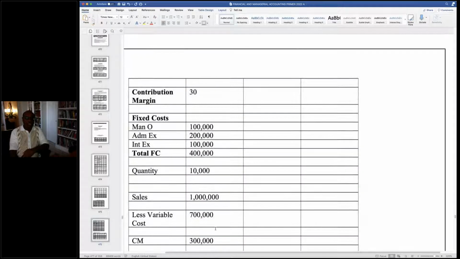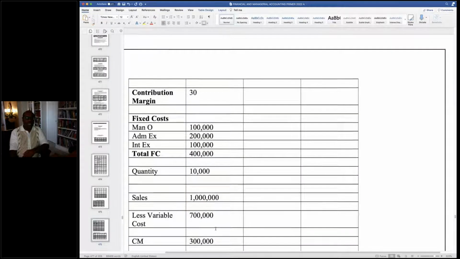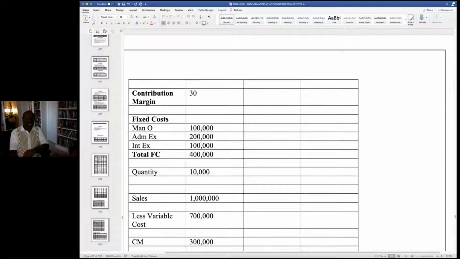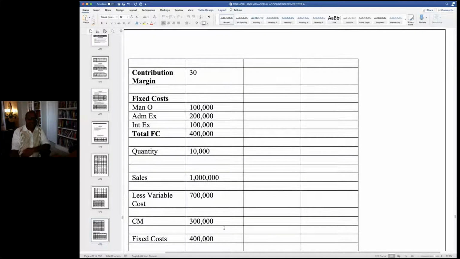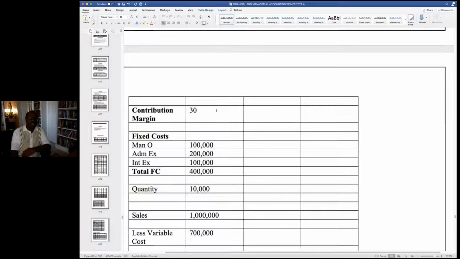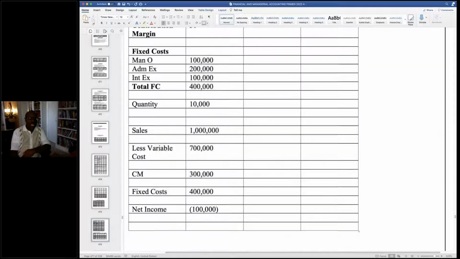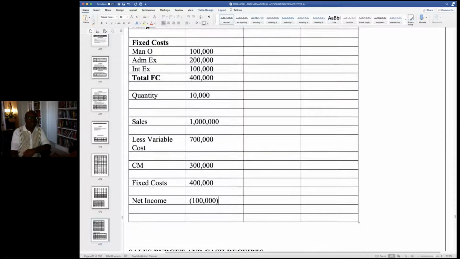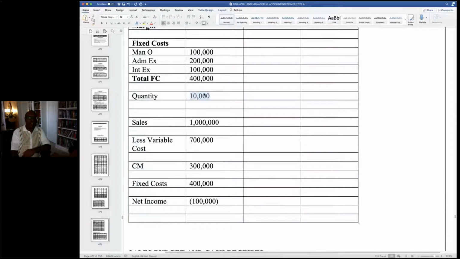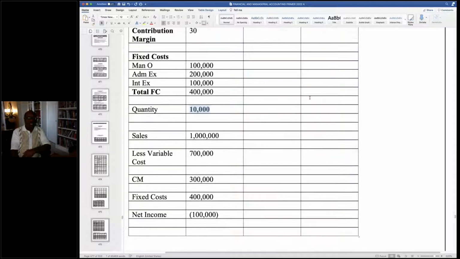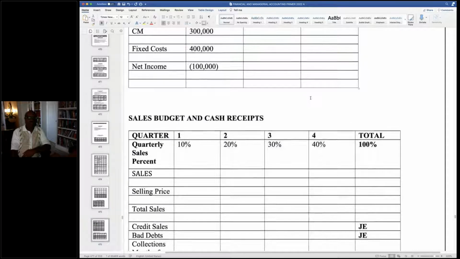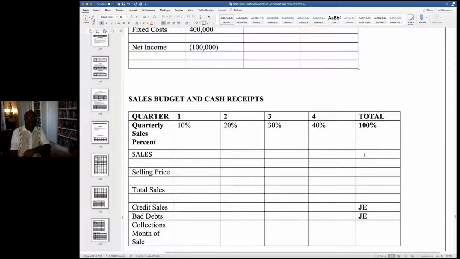Okay. So what do we do next? We got to do the break even, right? We won't worry about that. We're just going to stay on this first year. I'll let you all do the break even later. But we have here a quantity of 10,000. So I'm gonna bold that. Once we get this quantity of 10,000, we're gonna put it in the sales schedule.